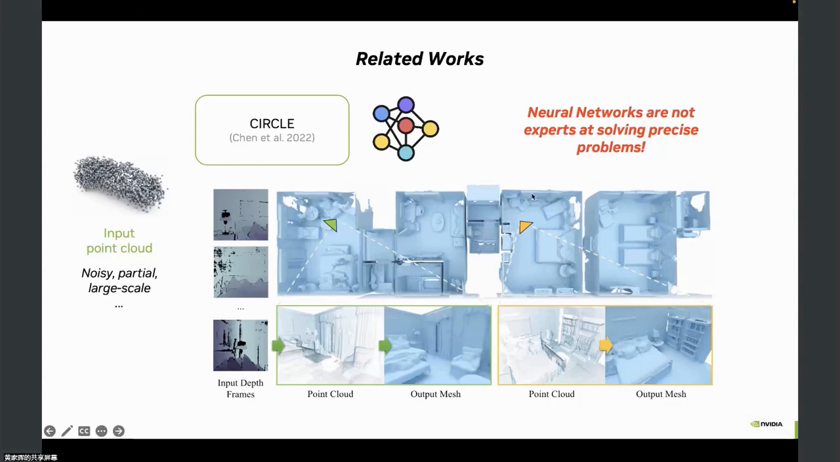But one thing we find from this work, and actually all of the previous neural network-based feed-forward work, is that if you directly want to infer a surface with a neural network, it's not very good at it. It is not very good at solving precise problems, which means that if you really want the reconstructed surface to fit the input point cloud very well, it's not an expert at it.